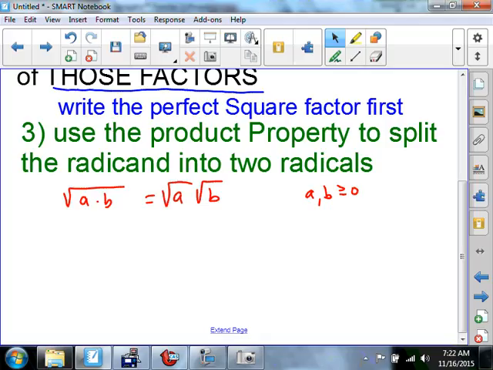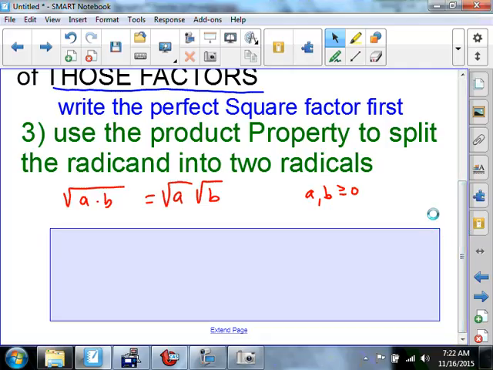Now I know you're anxious to get into an example, and we're almost done. So keep in mind steps 2 and 3, rewriting and splitting the radicand up. Those steps are really going to be combined.